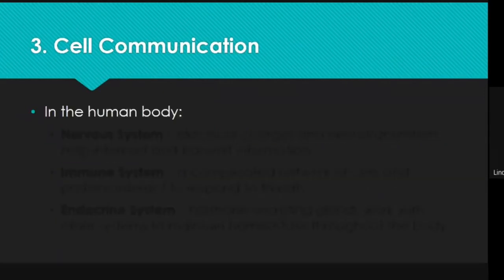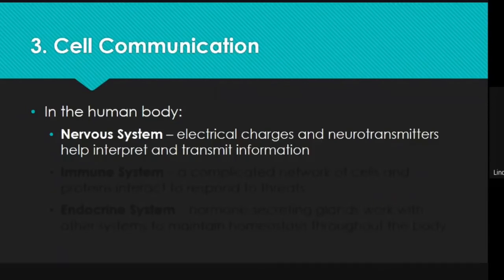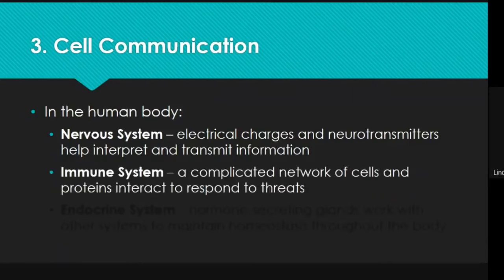In the human body and nervous system, electrical charges and neurotransmitters are used to send signals. Those cells receive those, decisions are made, and then there might be some sort of response like a motor function. The immune system is a really, really complicated network of cells and proteins. They interact to respond to any sort of external threat or non-self threat. So if you have some sort of bacteria or a virus roam into your body, your immune system is going to receive information about that, make a decision on what to do, and then enact a response.